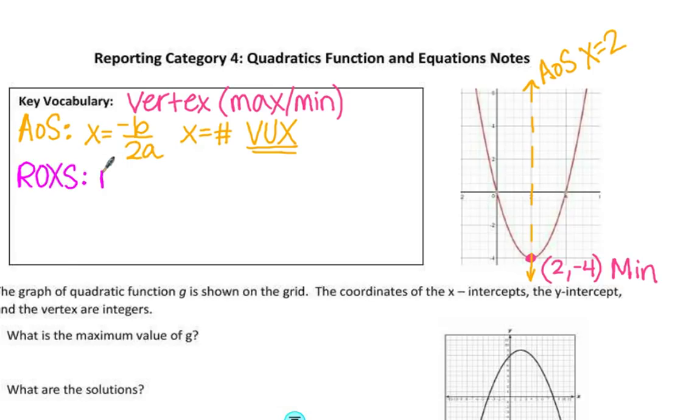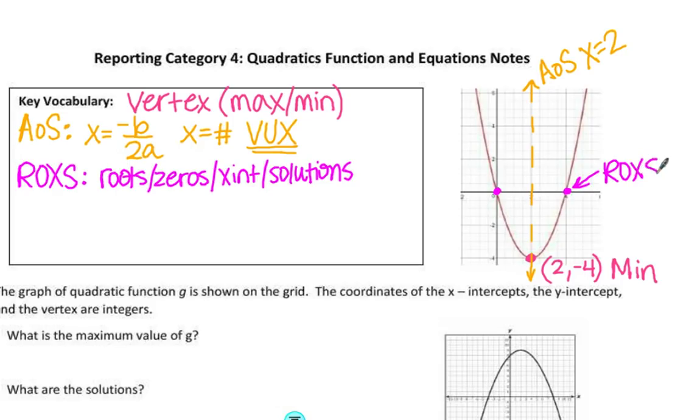All right, other thing we have are the rocks. Remember that stands for roots, zeros, x-intercepts, and solutions, and they all mean the same thing. That is where our graph crosses the x-axis. So here is one of those rocks. Here is our other one. Again, we call those our x-intercepts. This one is at the point (0, 0). This one is at the point (4, 0).